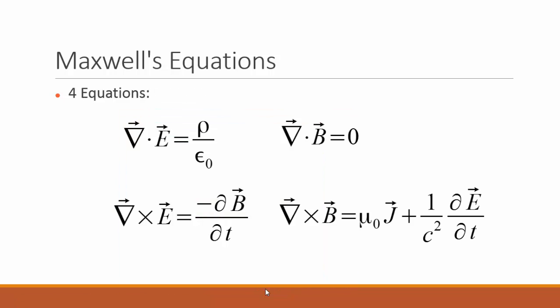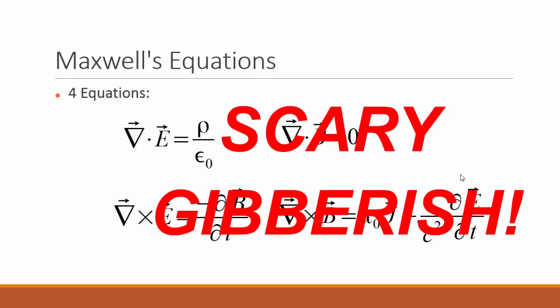So here are Maxwell's equations. There are four equations. We have the upper left one, upper right, 1, 2, 3, 4. Now, if you look at this, what I expect you to see is scary gibberish. All of this is done in vector calculus, so these are all vector derivatives. If you've not taken usually what is a third semester of calculus, you've probably never seen any of these symbols, these upside down triangle symbols.